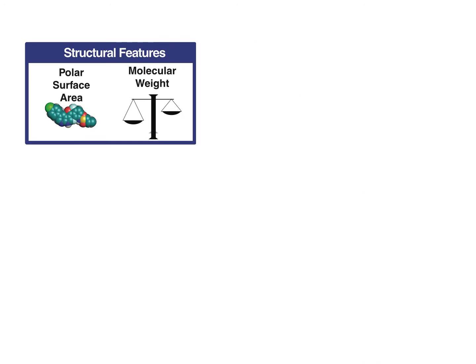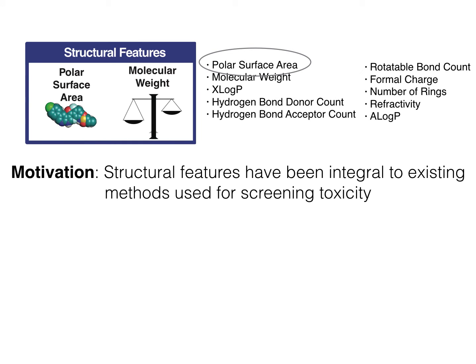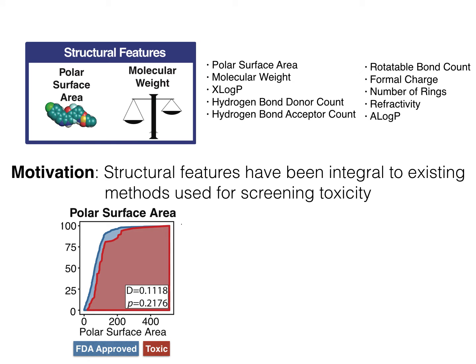We'll start off with structural features of a drug, which include general properties such as polar surface area, as well as more specific details like the number of rotatable bonds. These properties have been integral to existing preclinical toxicity screening methods. For example, in the bottom left, you can see the cumulative distribution function, which shows how toxic drugs in the red have larger polar surface areas than FDA-approved drugs in the blue.